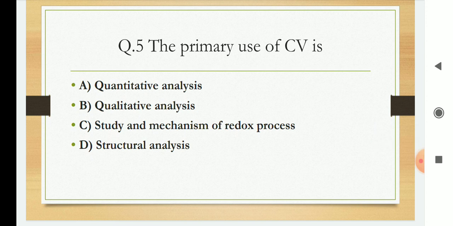The primary use of cyclic voltammetry is: qualitative analysis, quantitative analysis, study of mechanisms of redox processes, structural analysis. Cyclic voltammetry is mainly used for the study of mechanisms of redox processes.